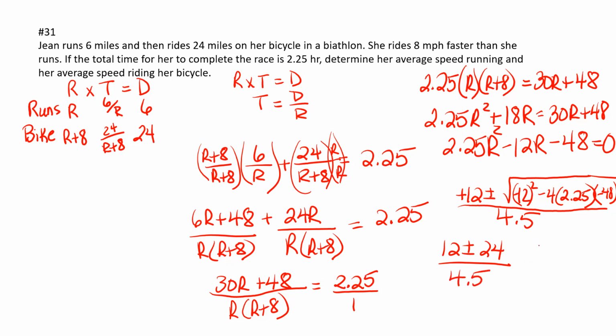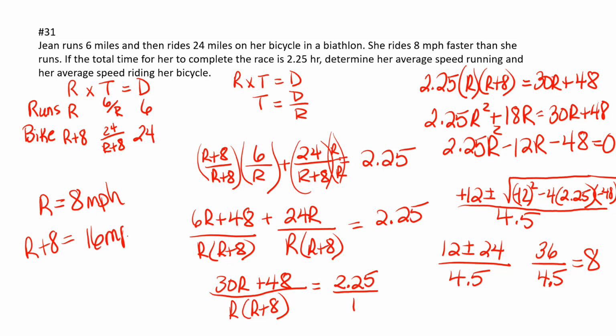And 12 plus 24 over 4.5 is going to be 36 over 4.5, and that is 8. r is going to be 8 miles per hour for her running rate, and r plus 8 for her biking rate is going to be 16 miles per hour. So her average speed running is 8 miles per hour, and her average speed biking is 16 miles per hour. The reason I didn't do 12 minus 24 over 4.5 is because that would be a negative number, and you can't have a negative rate.